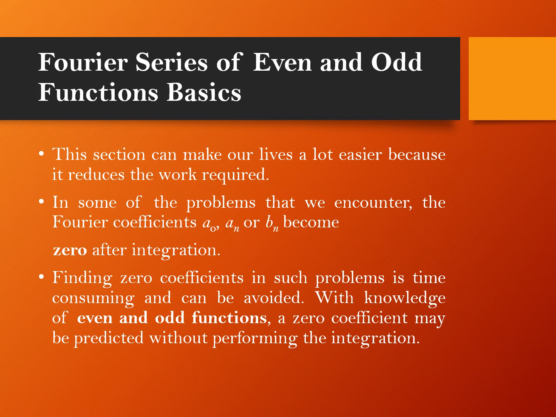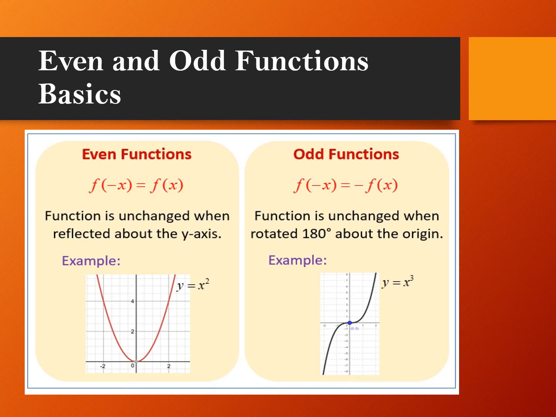If we know that the function is even or odd, we initially know that a0, an or bn is going to be 0 in the coming calculation. What is an even function? If x is replaced by minus x in a function f(x) and we get the same value as f(x), then it is called an even function. Graphically, if we consider the y axis as a mirror and the left and right sides of the y axis are images of the same curve, then it is called an even function.